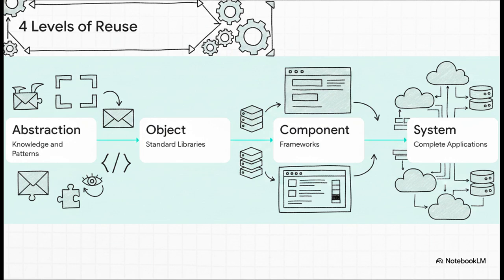Third is the component level. Components are essentially collections of objects working together. Think of reusing a user interface framework, where you just define the screen layout and the colors. And finally, the 4th is the system level.